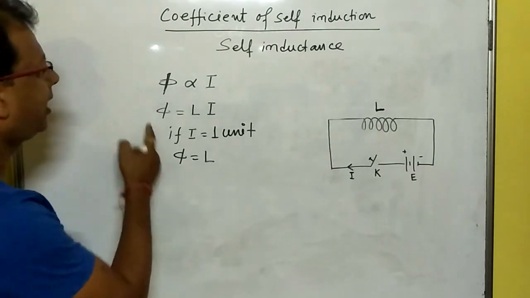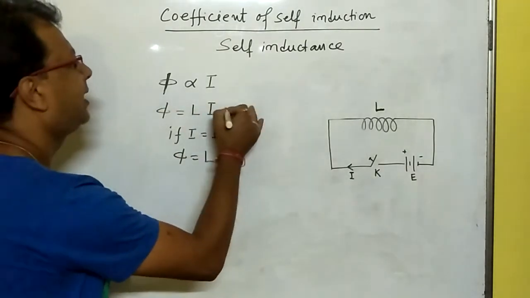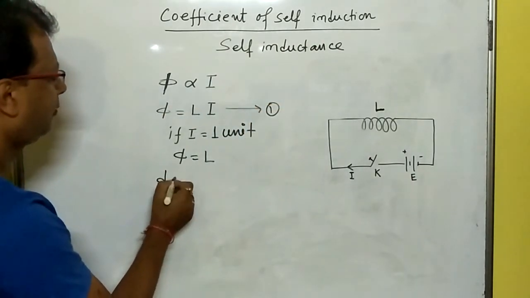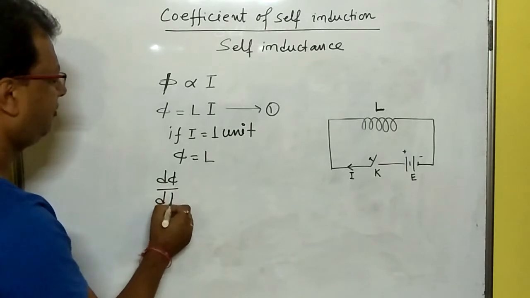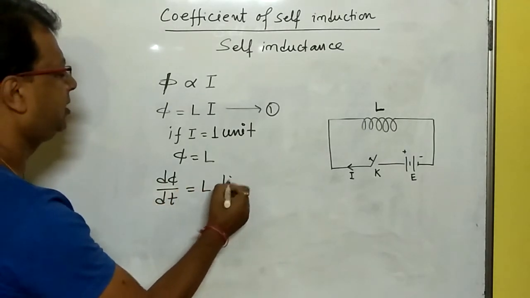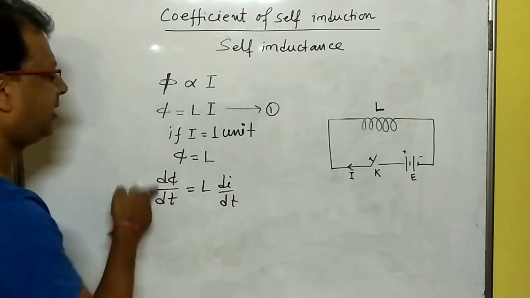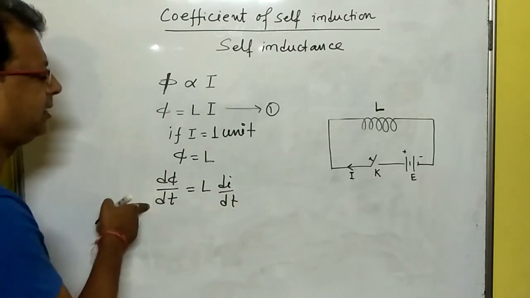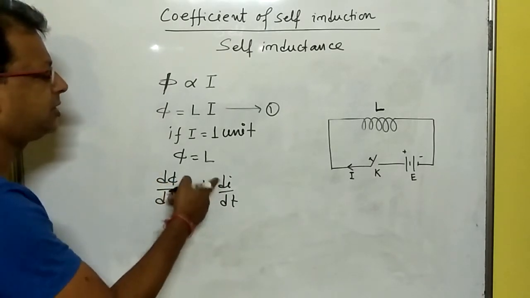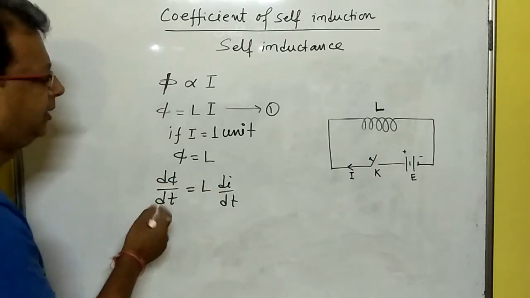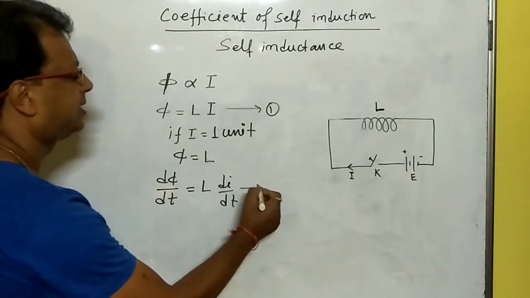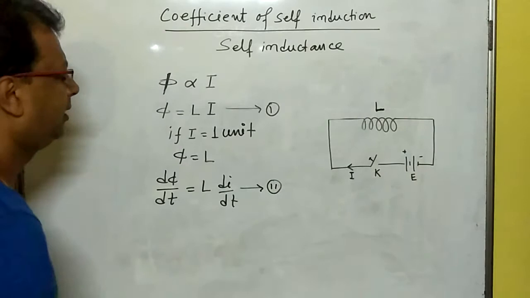Now, let this equation be equation number 1. From equation 1, we can write d phi by dt is equal to L into di by dt. That is derivative. Now this d phi by dt is the small change in flux with time, and di by dt is the small change in current with time. So d phi by dt equals L into di by dt. This is equation number 2.